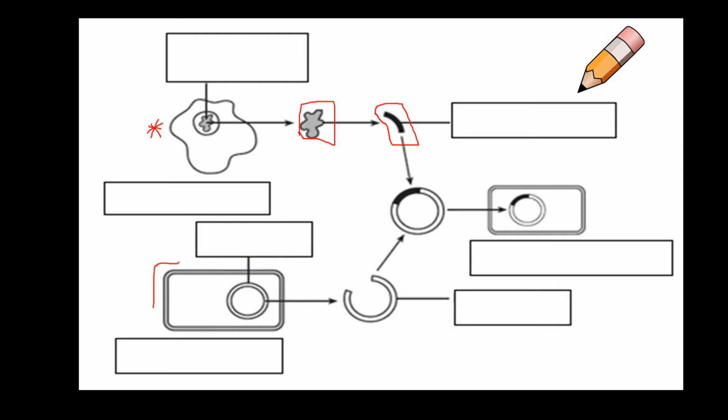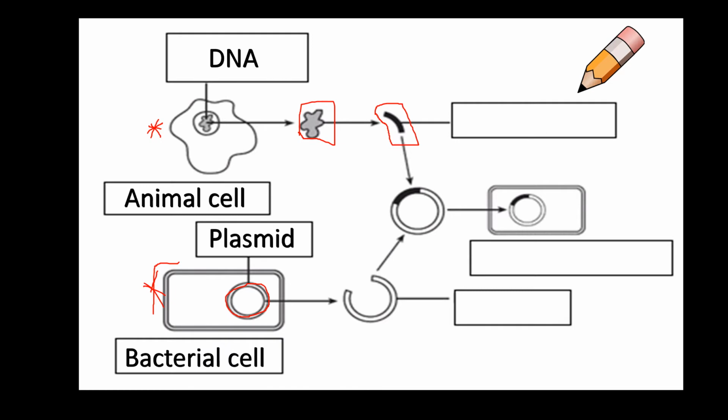For this cell here, it's going to be your bacterial cell, so well done if you got that correct. And the polo shaped thing down here is going to be your plasmid, so again, well done if you got that correct. Then for this one, you would have to do what to your plasmid? You'd have to cut it open with enzymes.